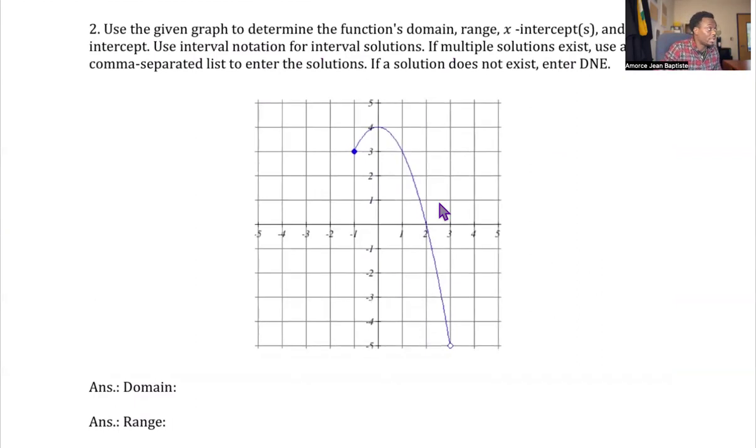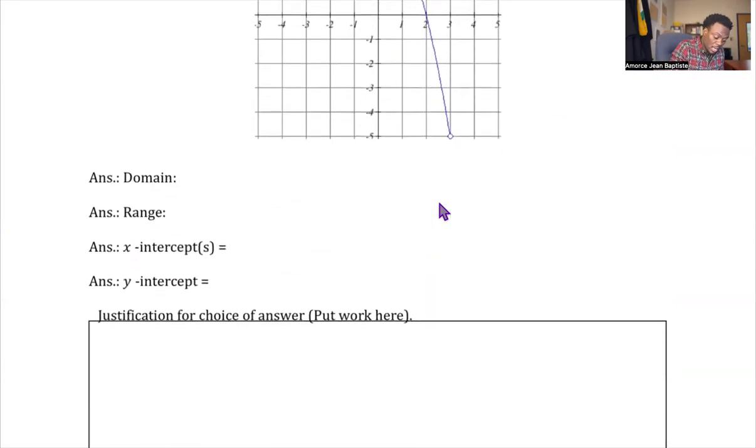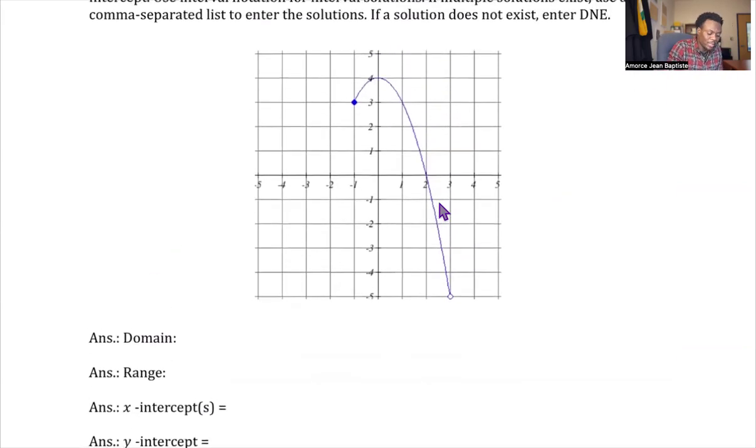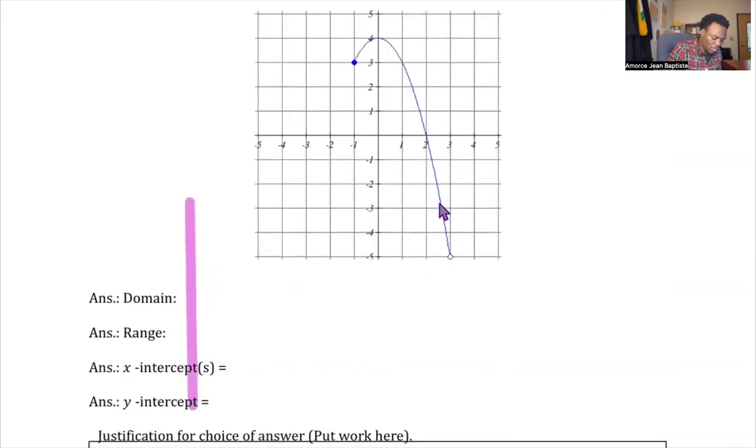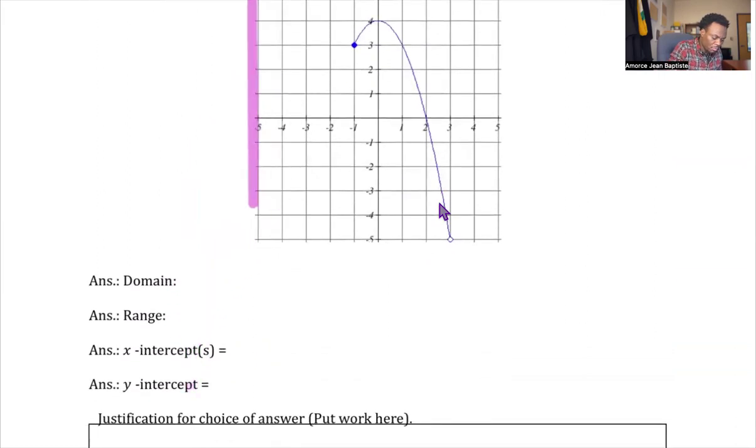It's the same thing that we're looking for: the domain, the y-intercept, the x-intercept, and let's get started. So here, what's the domain? We do the same thing here. We're going to read this from left to right for the domain. Going from the left, nothing, nothing, nothing, and then boom, we start getting some values here, and we see that this is a closed circle here.